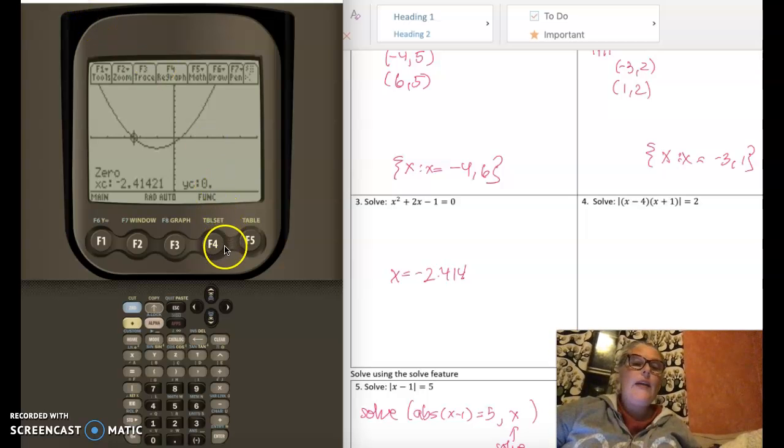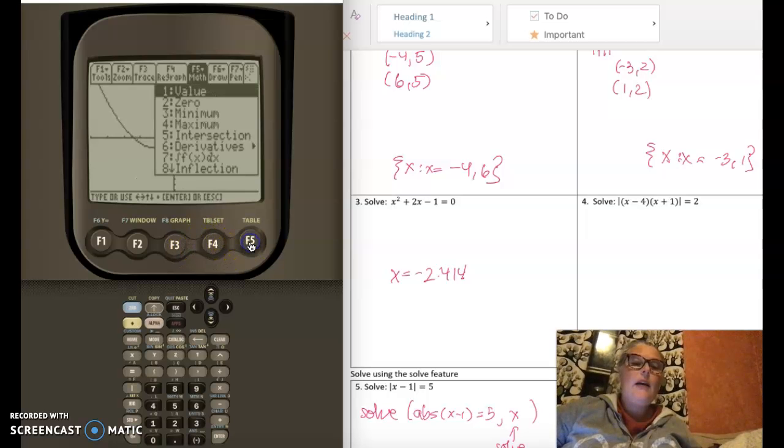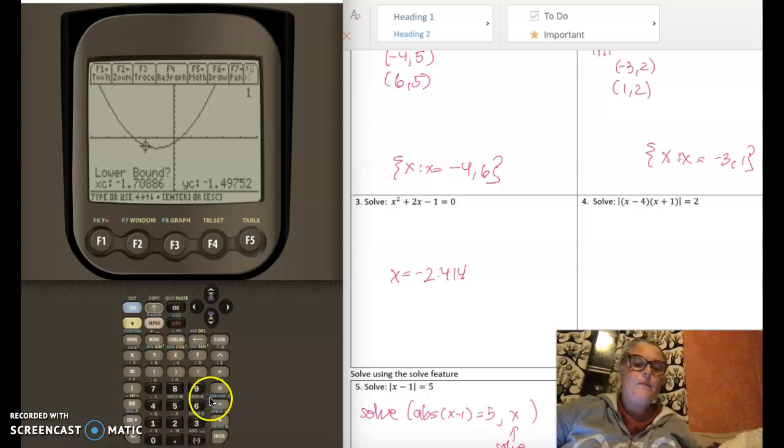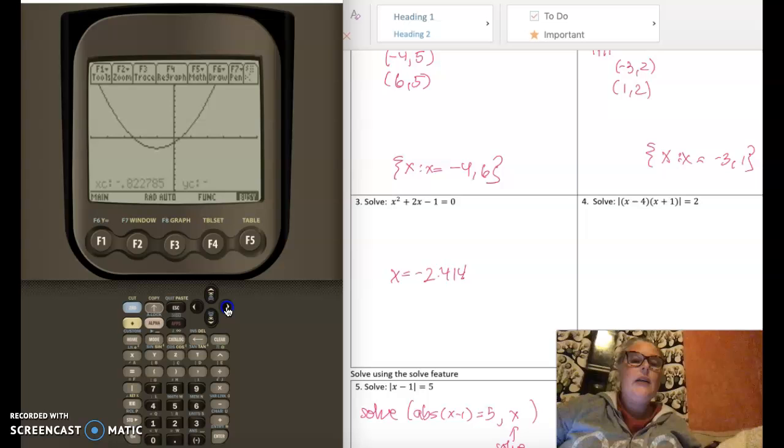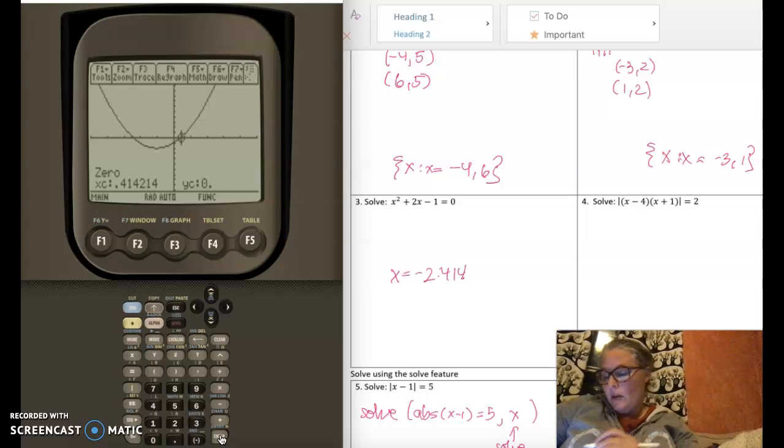All right, let's find the other one. So you're going to do the same thing, F5, but calc 0, choice number 2. I am to the left right now, and I'm going to use the arrow key to move to the right of the intersection I want to find, and you can only capture one at a time, just like on the 84. Enter, and it'll tell me, okay, so the other one is 0.414.